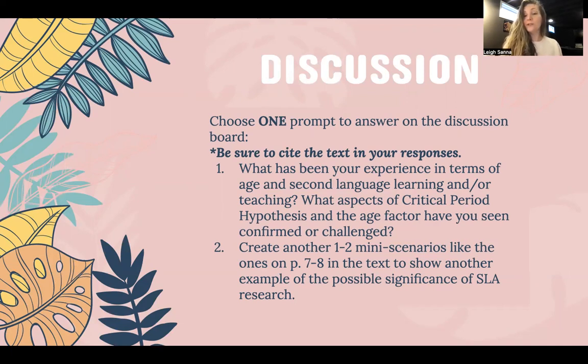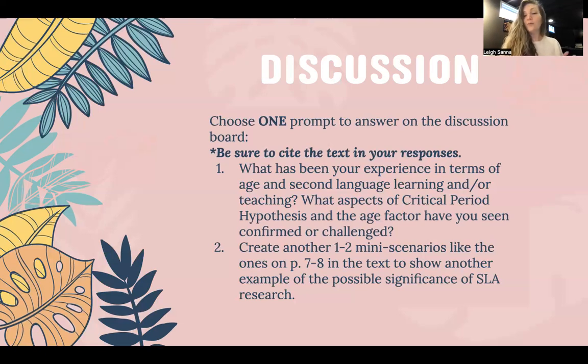Number 1, what has been your experience in terms of age and second language learning or teaching? What aspects of CPH and the age factor have you seen either confirmed or challenged? And remember, even though you're talking about your own experiences and ideas, you're connecting it back to the research in the text. Or 2, you're going to go to pages 7 to 8 in the text. Those are the scenarios that I read to you about the family trying to decide when to start language with their child, the policymakers making decisions around how fast students learn languages and the most effective forms of second language instruction, et cetera. Those are at the bottom of 7 and 8.